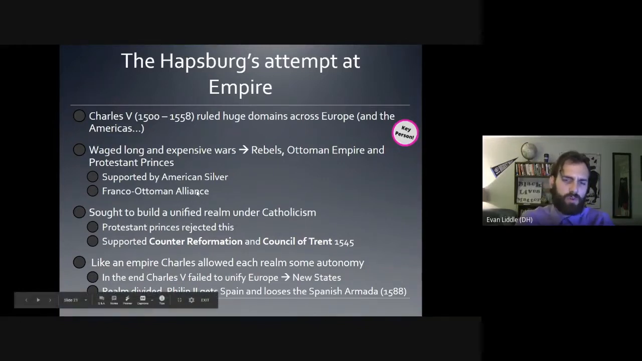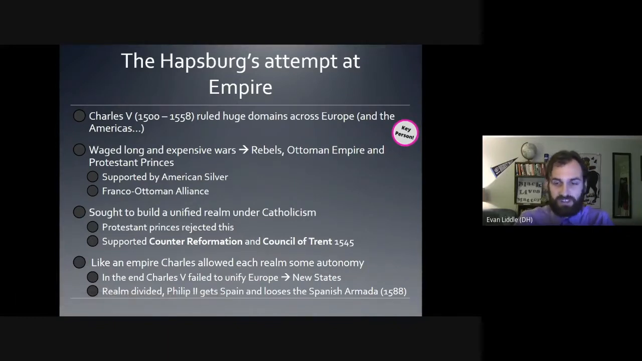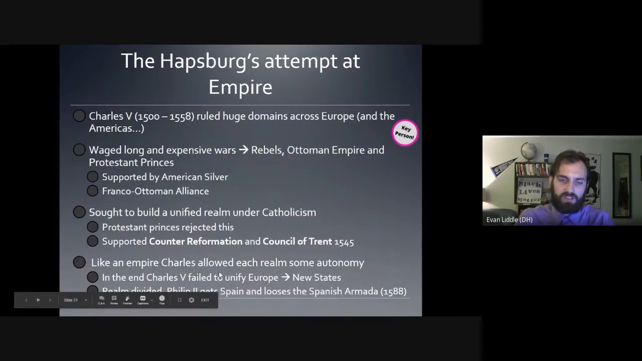Charles envisioned a unified Europe under Catholicism, under the Church, which the Protestant princes promptly rejected and did not accept at all. He sought to use the Church as a way to increase his own power.